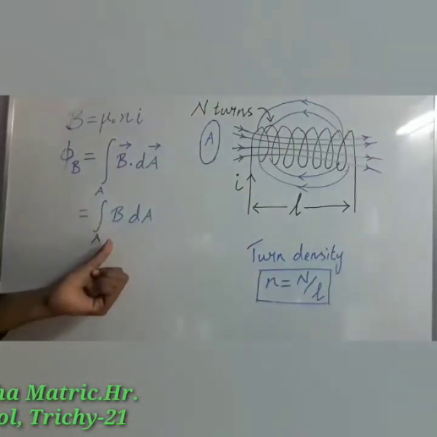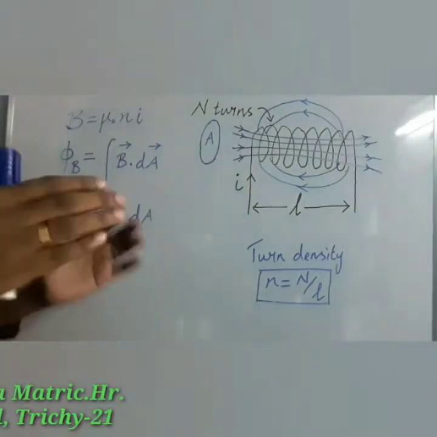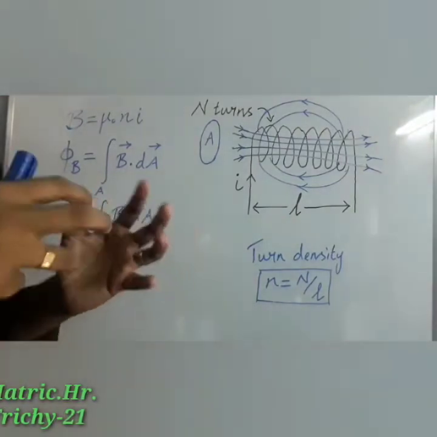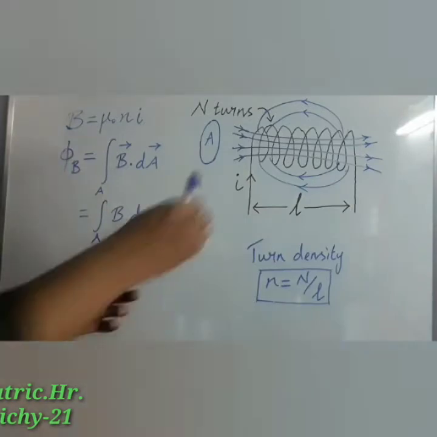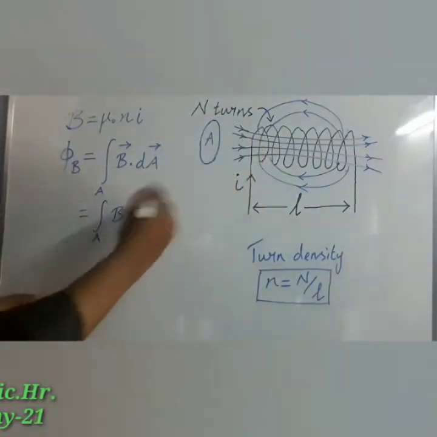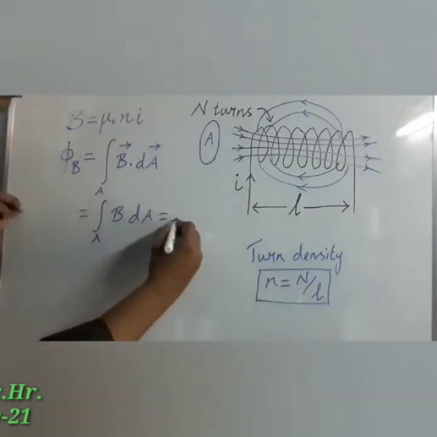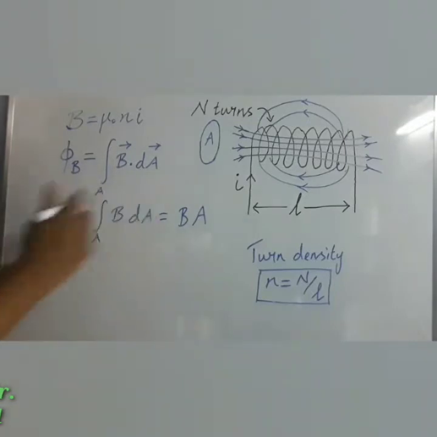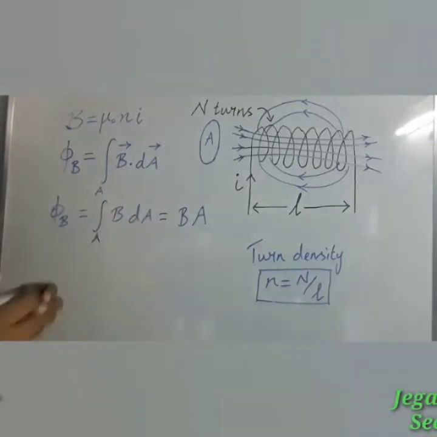Here we can integrate. B, the magnetic field, is a uniform value, but dA we have to integrate. So what is the effective area? The area covered by the magnetic field lines, that is nothing but A, the area of the solenoid, which can be substituted. So this value will be equal to B, and integrating dA gives A. So the magnetic flux phi B equals BA.